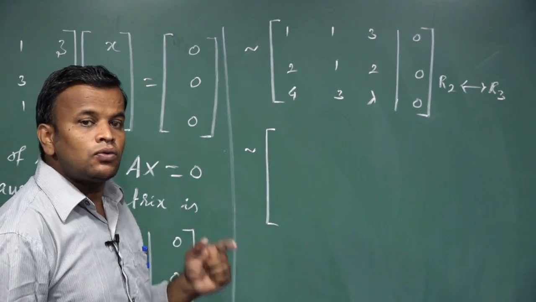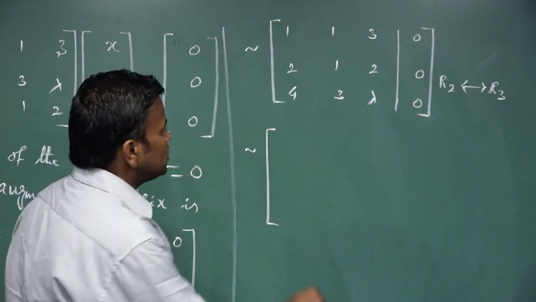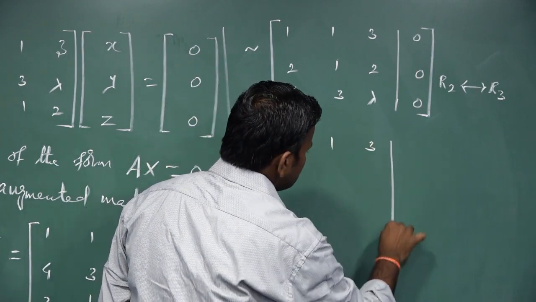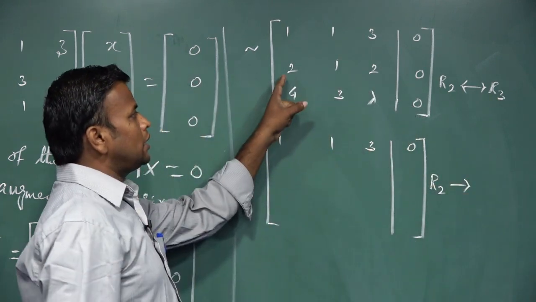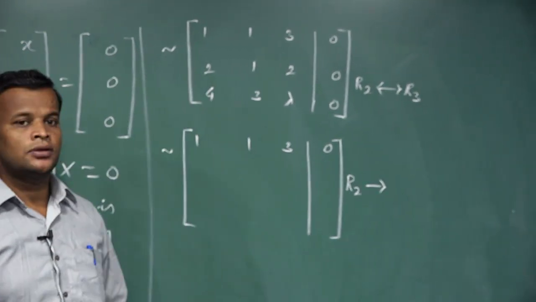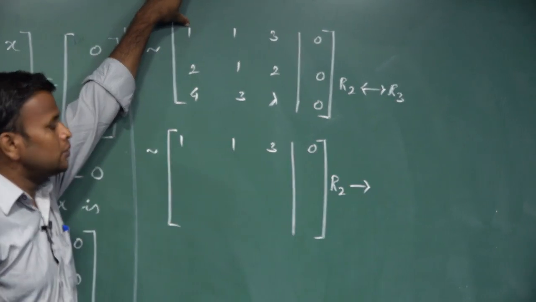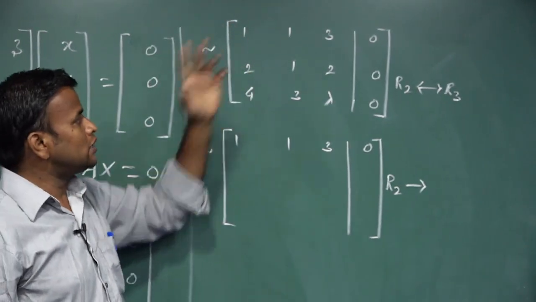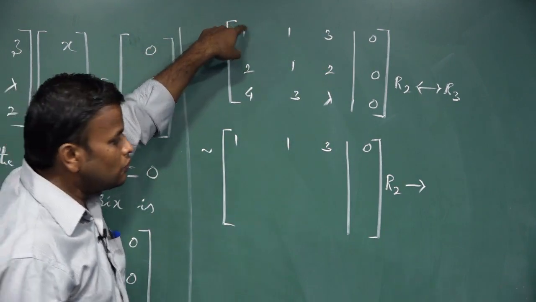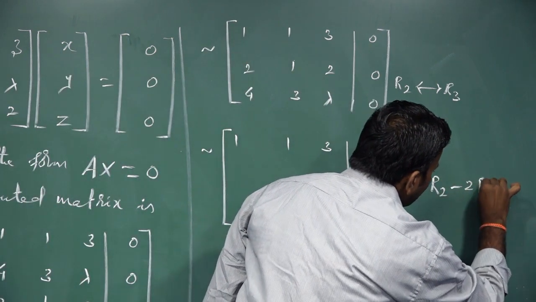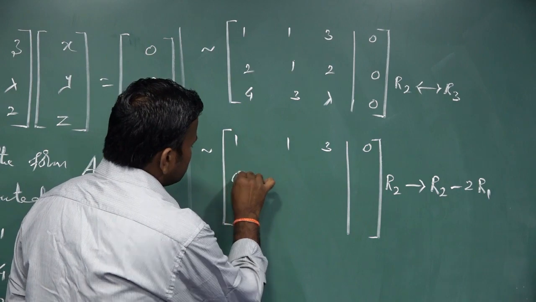The next step is to convert the elements below the first pivot to 0. There is no change in the first row: 1, 1, 3, 0. In the second row, our aim is to convert the first element to 0. So we consider R2 and R1, with entries 2 and 1. We multiply R1 by 2, and 2 minus 2 becomes 0. Both have the same sign, so we write R2 as R2 minus 2R1, second row minus 2 times the first row. 2 minus 2 is 0.